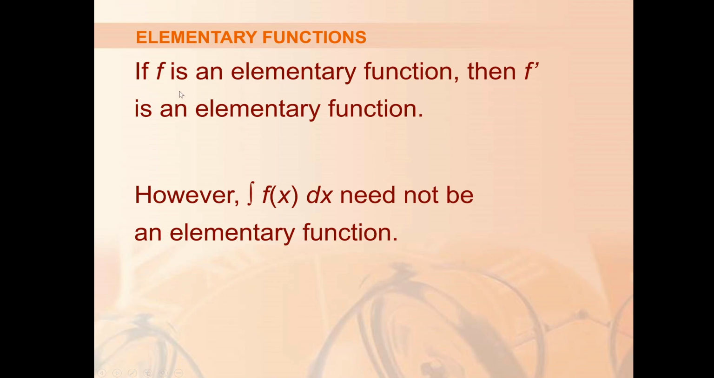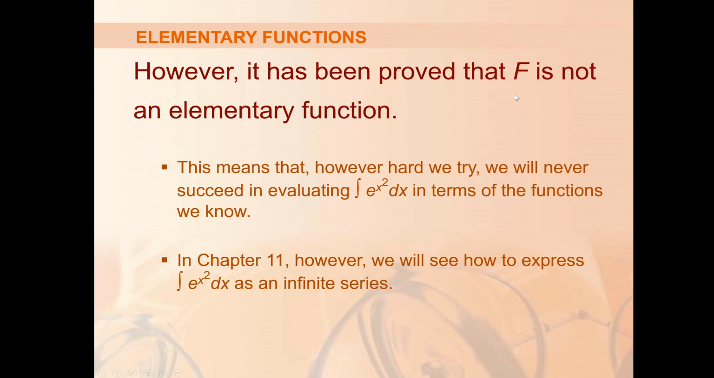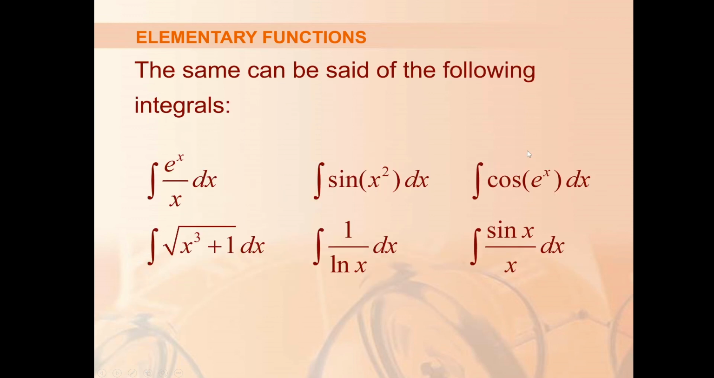Okay, elementary function: if f is an elementary function, then f prime is an elementary function. Obvious. So something like this: we know from part 1 of the fundamental theorem of calculus that F prime of x is the same as e to the power of x squared. So f of x equals e to the power of x squared has an antiderivative, capital F. We skip all through this.